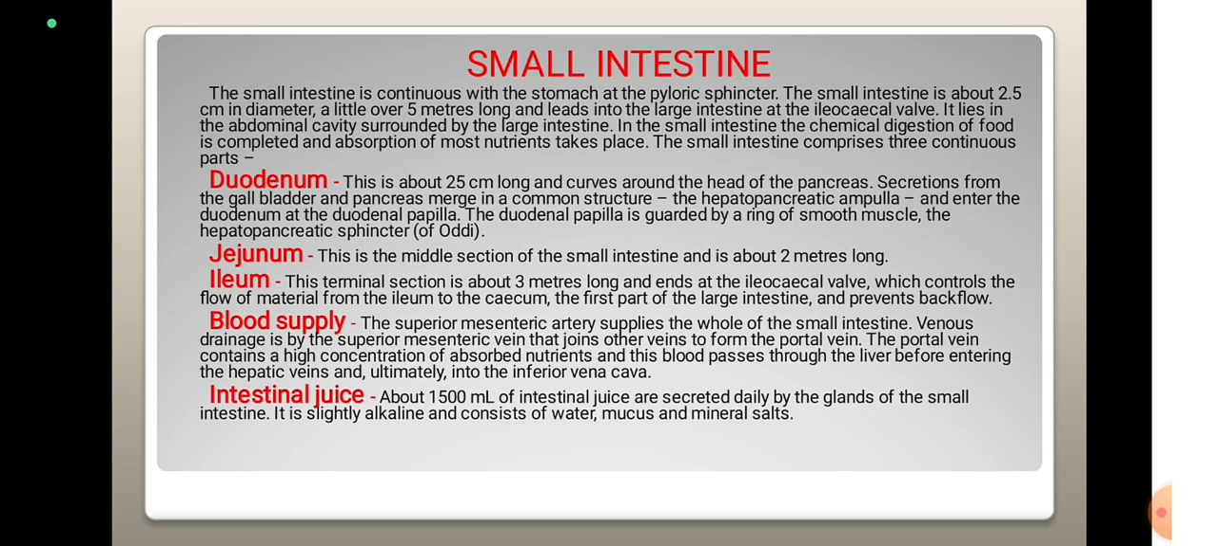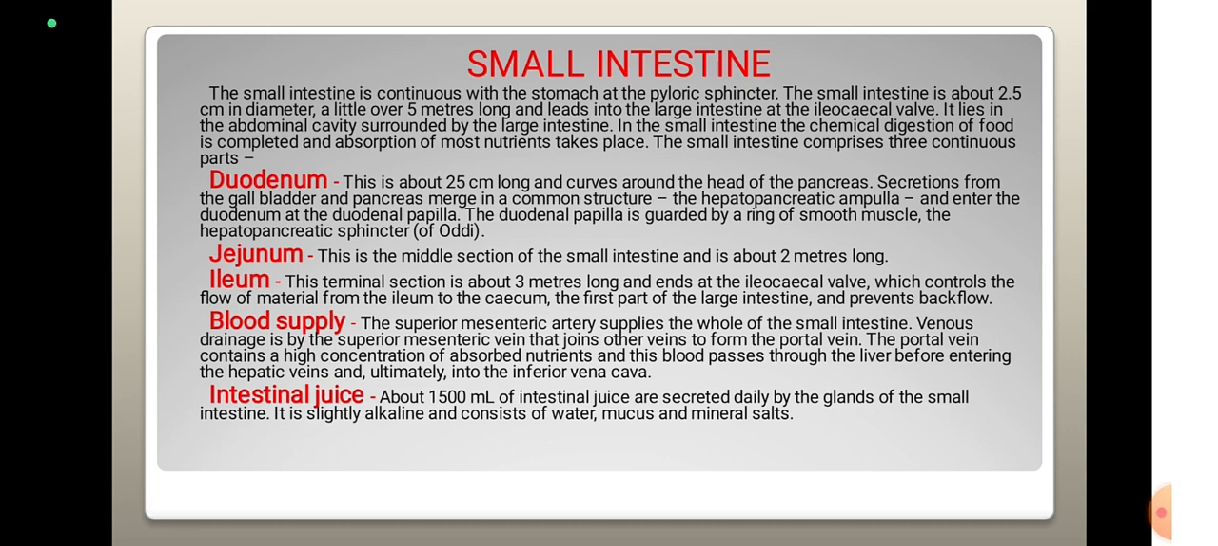Ileum. This terminal section is about 3 meters long and ends at the ileocecal valve, which controls the flow of material from the ileum to the cecum, the first part of the large intestine, and prevents backflow.